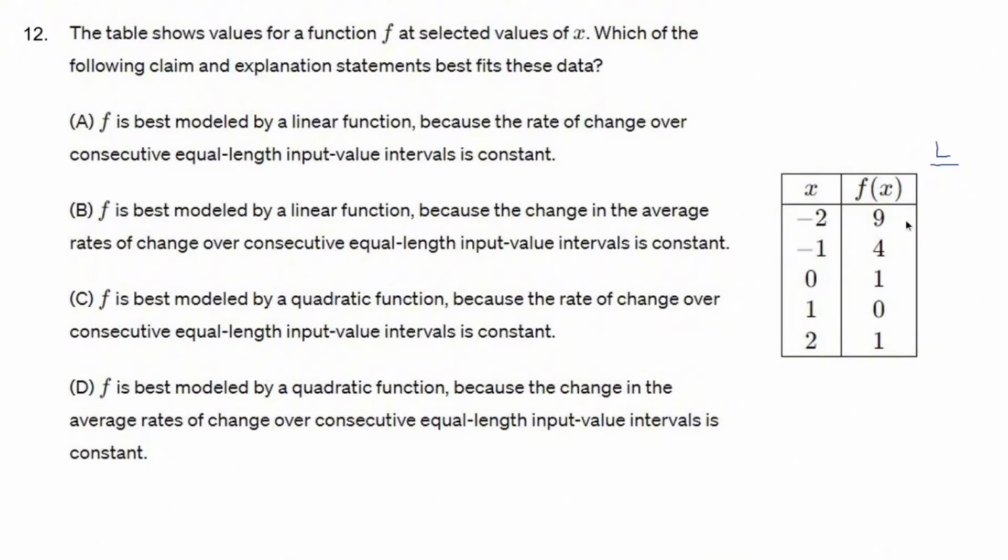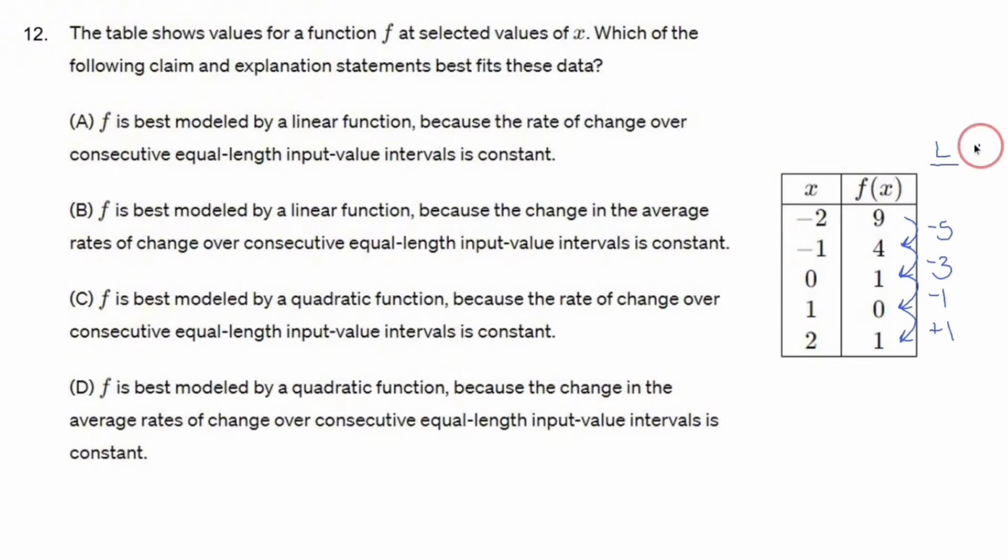The first round of you finding the rate of change would determine whether or not something is linear. For example, to get from 9 to 4, we subtract 5. And to get from 4 to 1, we subtract 3. And 1 to 0, we subtract 1. And 0 to 1, we add 1. So since the rate of change is not a constant number throughout, it is not linear. If all of these numbers were the same, it would be linear. That's not what happened here.